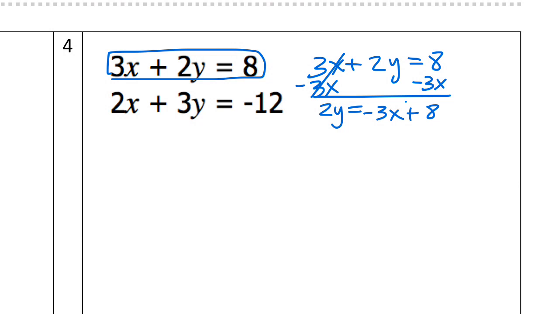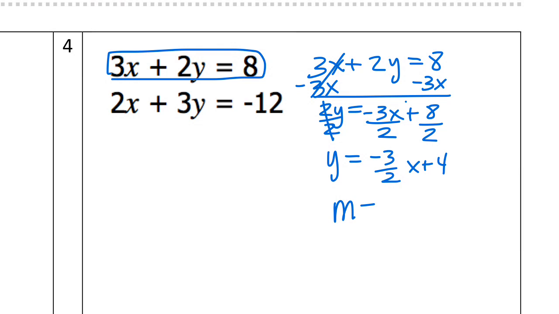And then the last thing I need to do to solve for y is divide everything by the coefficient that's in front of y, the number in front of y. So I get y equals negative 3/2 x plus 4. Now once it's in slope-intercept form, I can easily write down that the slope is negative 3/2. Now this is what I want to compare with the second equation once I solve that one also for y.